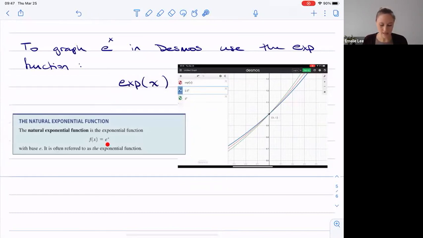So if you have an exponential function base e, what's important is that we use it so much that it's often referred to as the exponential function, right? So it's the one that we want typically. Okay. So let's see here.